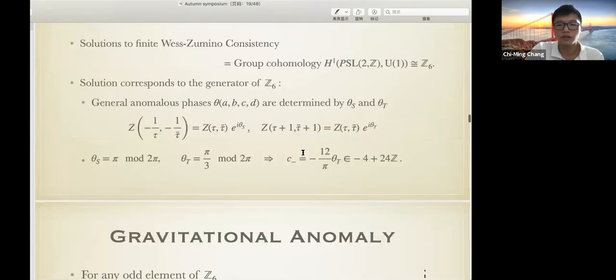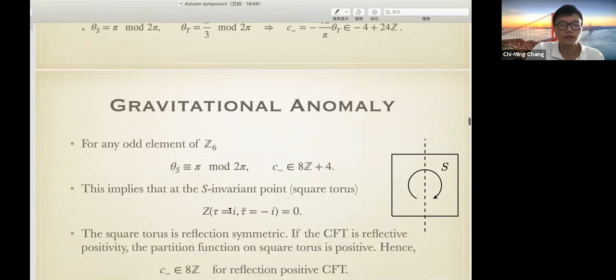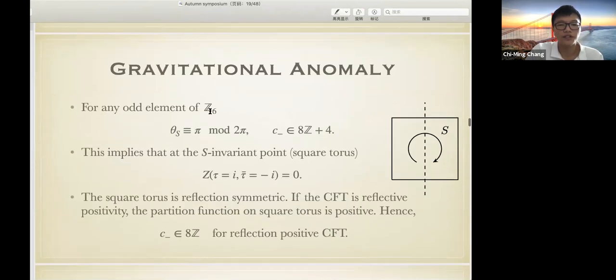Any other element of Z6 can be obtained by multiplying the generator. So now let's consider any odd element of Z6. That would be given by theta S equals pi mod 2 pi, and the chiral central charge being 8 times an integer plus 4. Because theta S equals pi, this tells us that at the S-invariant point, namely the square torus, the partition function vanishes. That's simply because the square torus is invariant under the S transformation, but if theta S equals pi, then the partition function will flip sign. So we get Z equals minus Z, so Z should be zero.